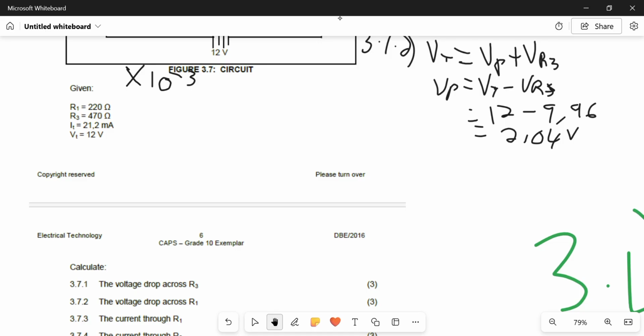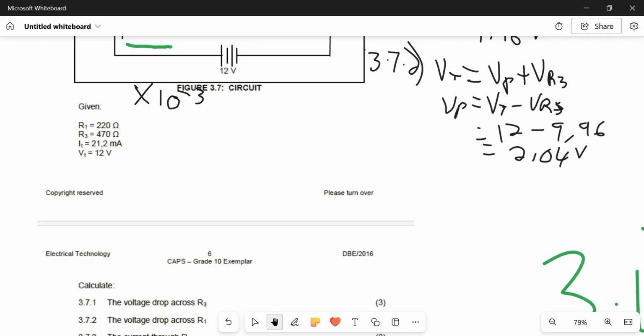Okay, 3.7.3. Calculate the current through R1. So we have the voltage across R1 and we have the value of resistor 1, which is 220 ohms. Then we calculate the value of I1. Okay, let me just click my pen. I keep forgetting my pen, sorry guys.